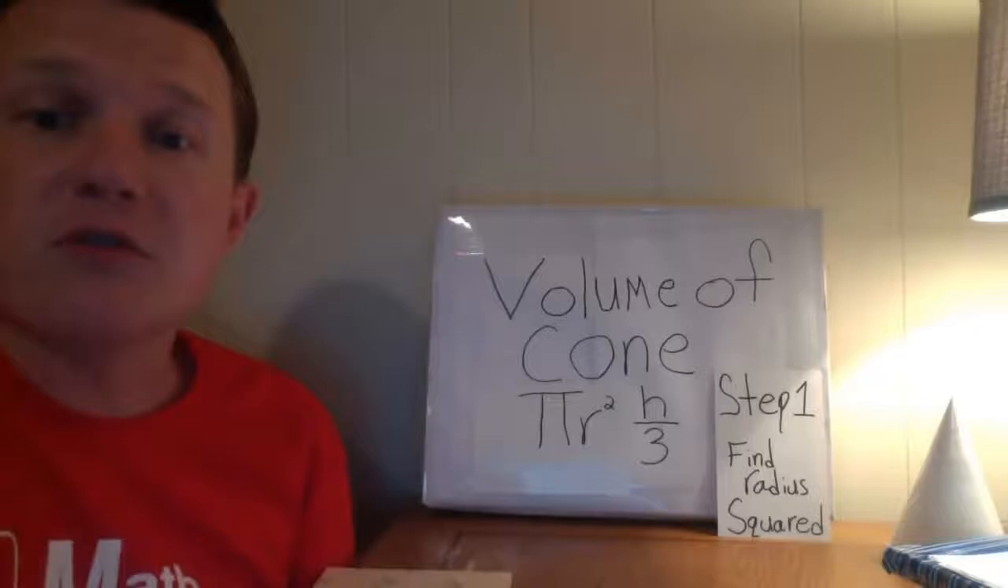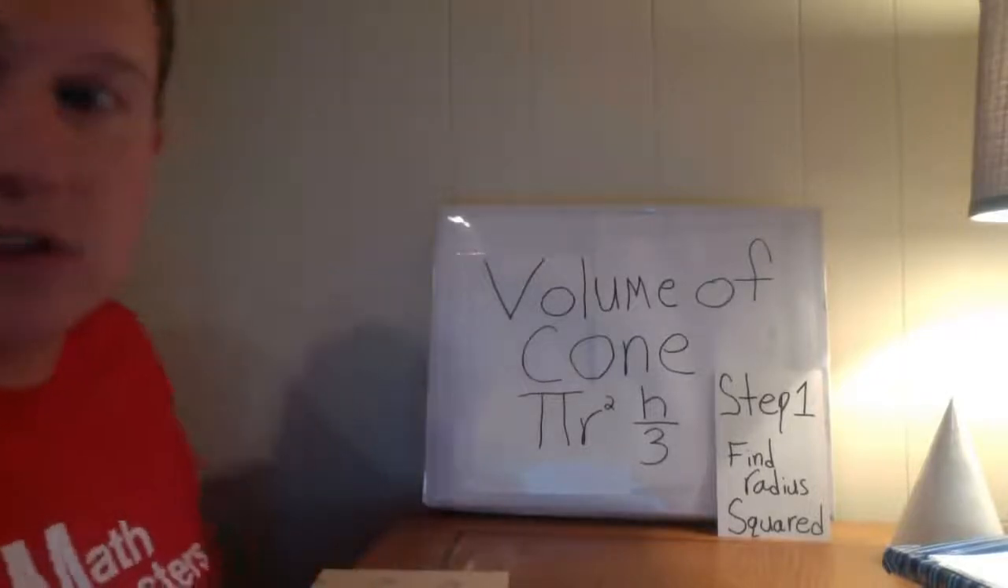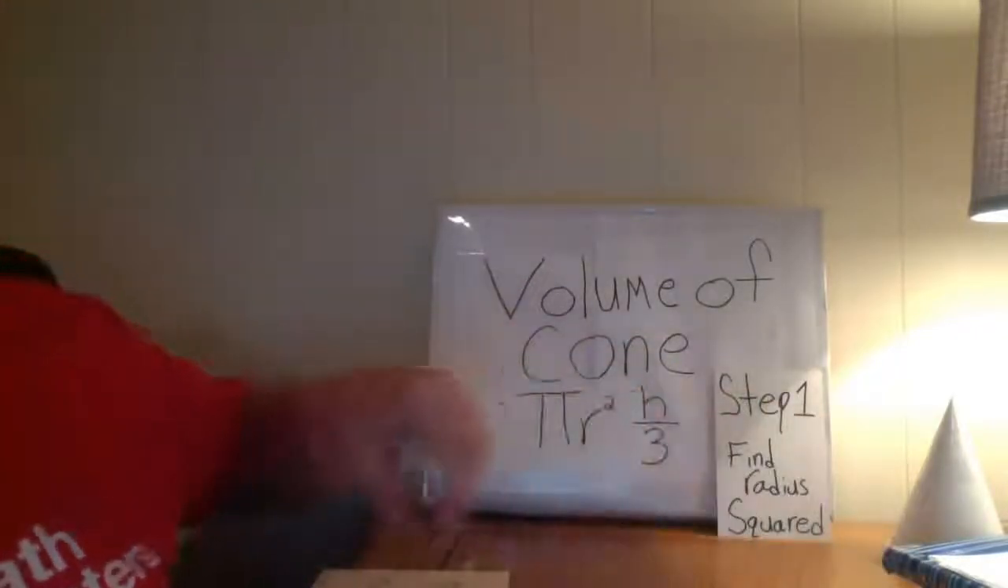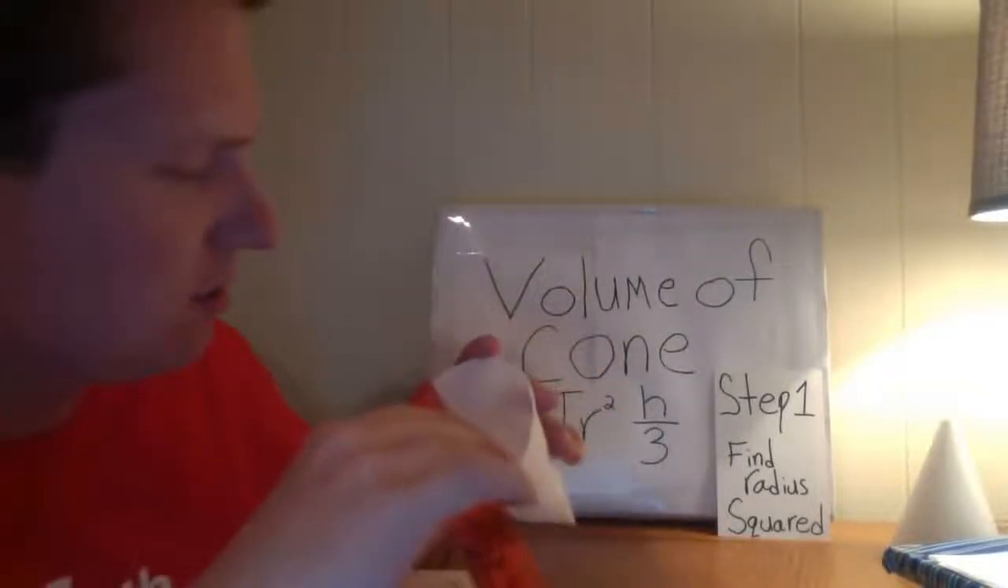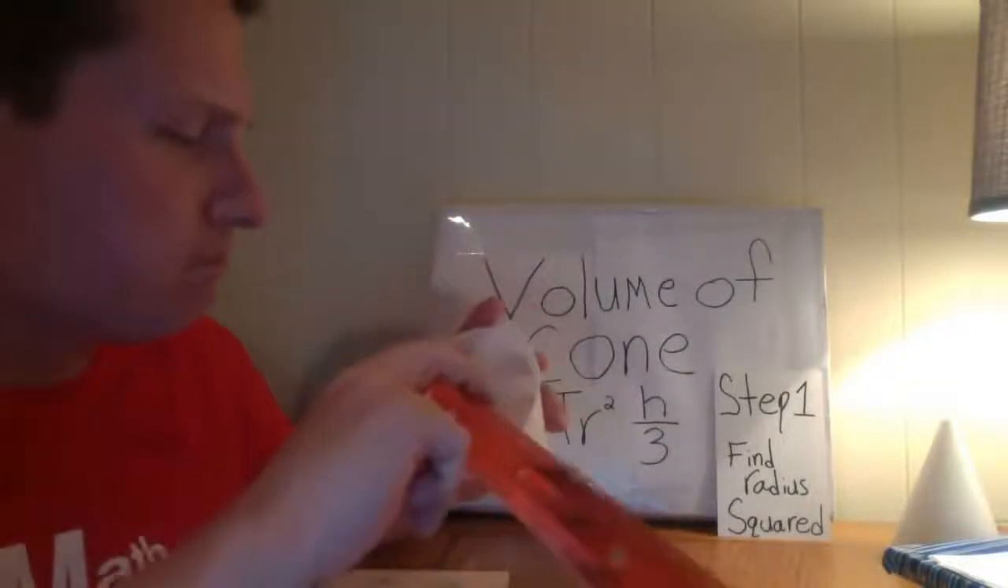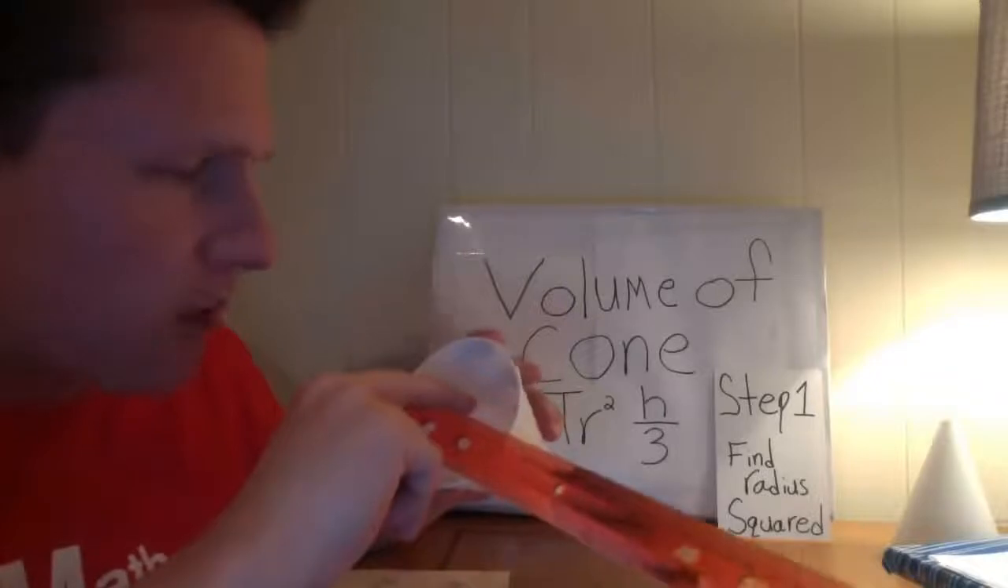So, to find the radius squared, as we all know at this point, you need to look at the circle. And here is the circle of the cone. We all see that. And I need to find the radius of this. And I'm going to use centimeters. And I need to go through the center point.